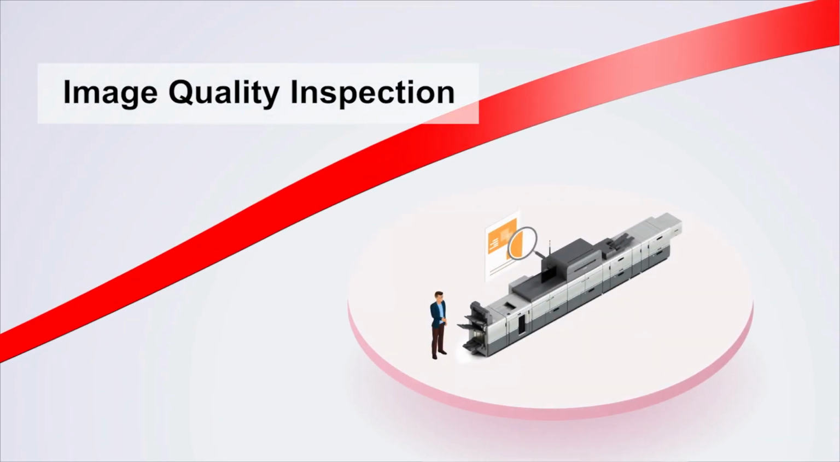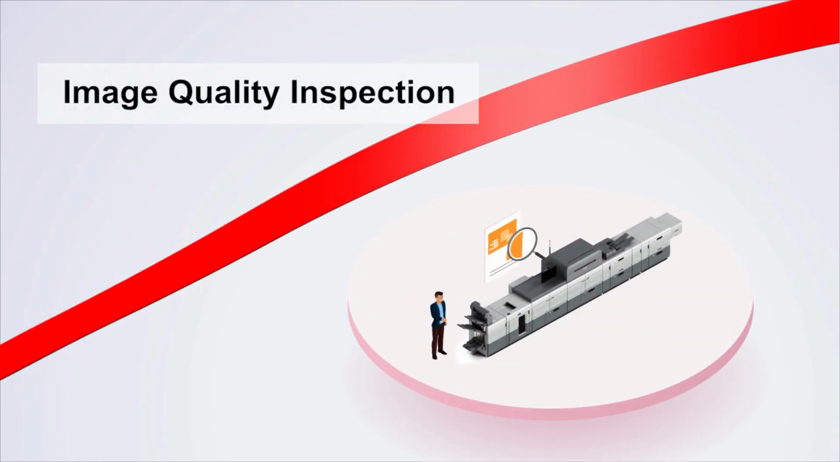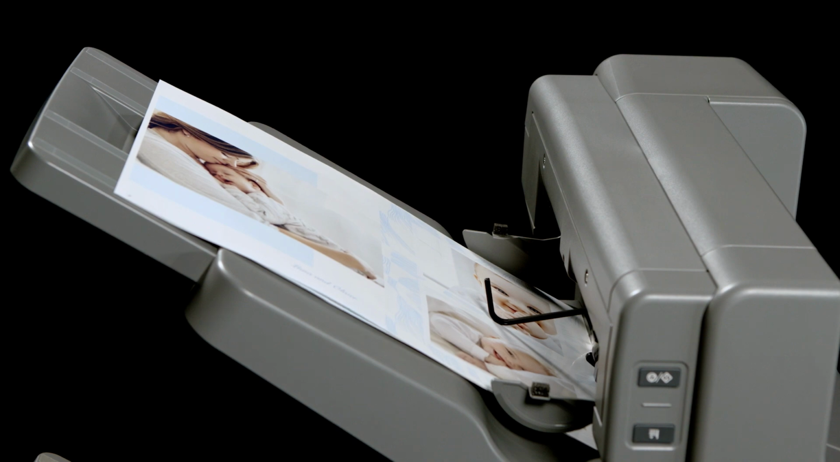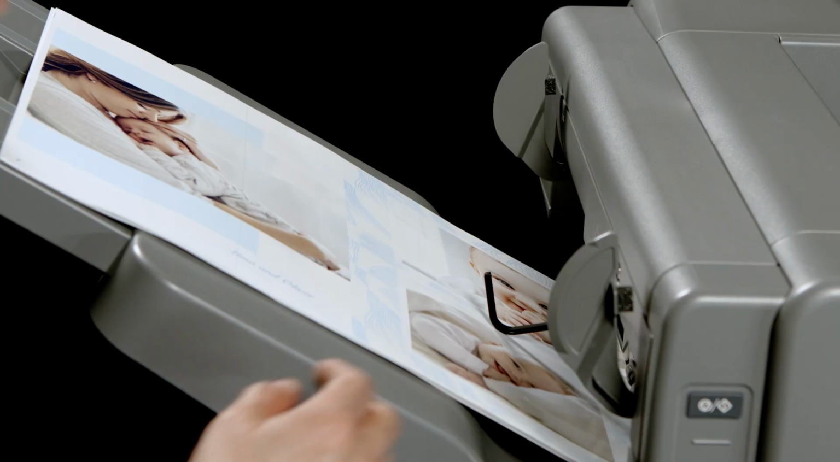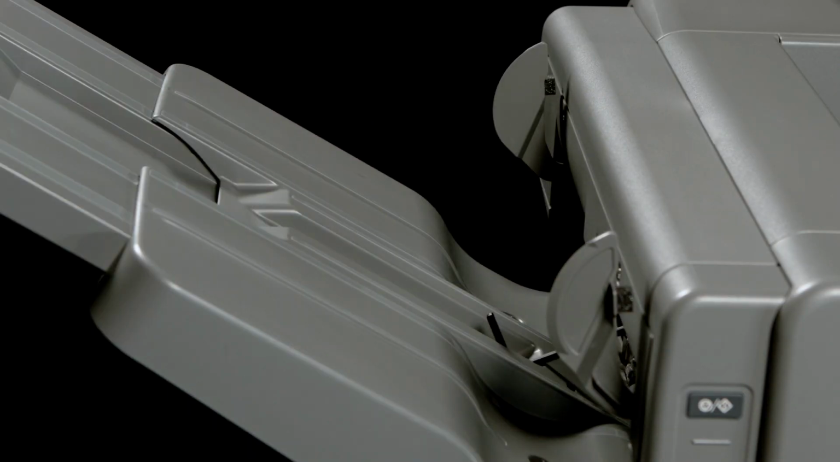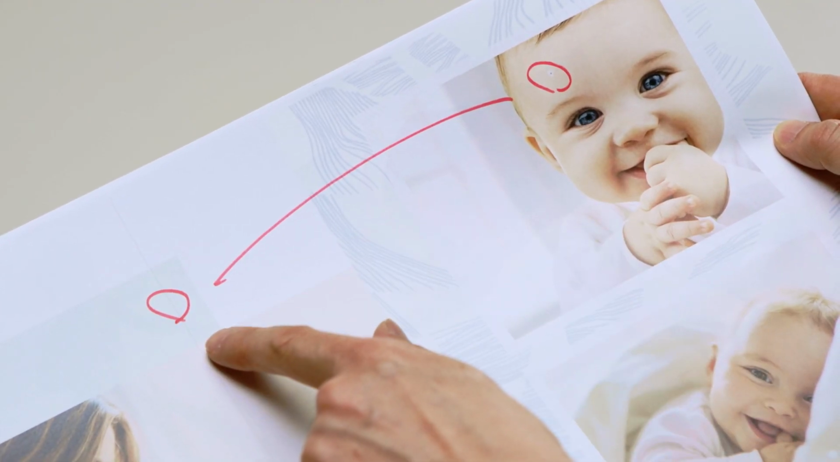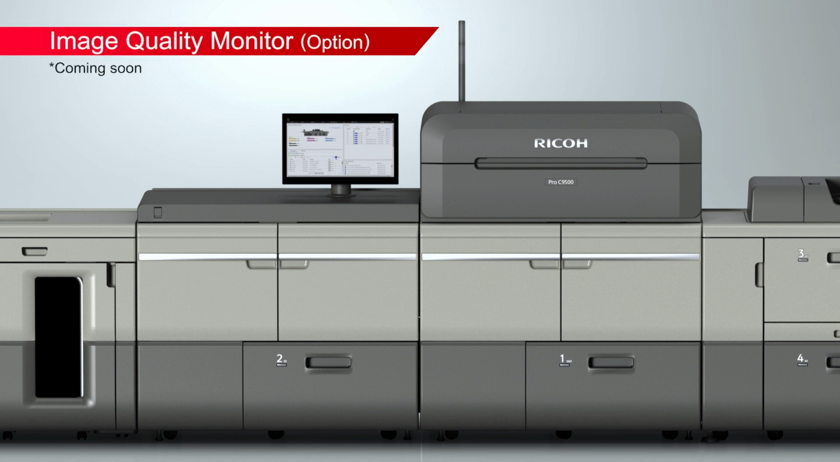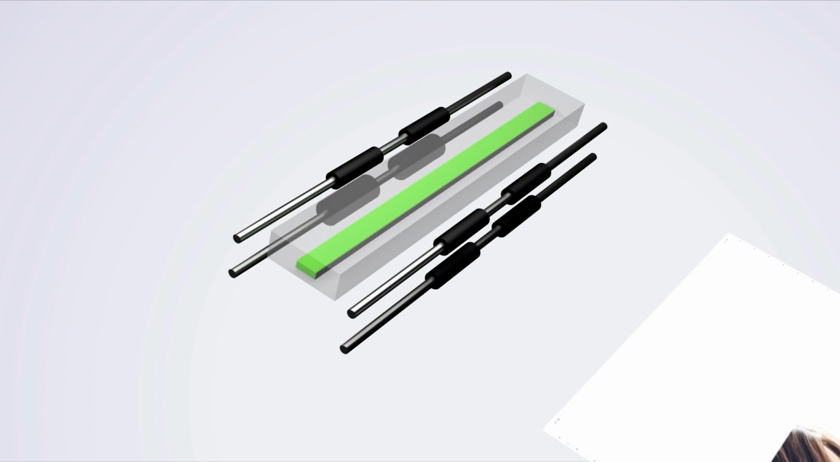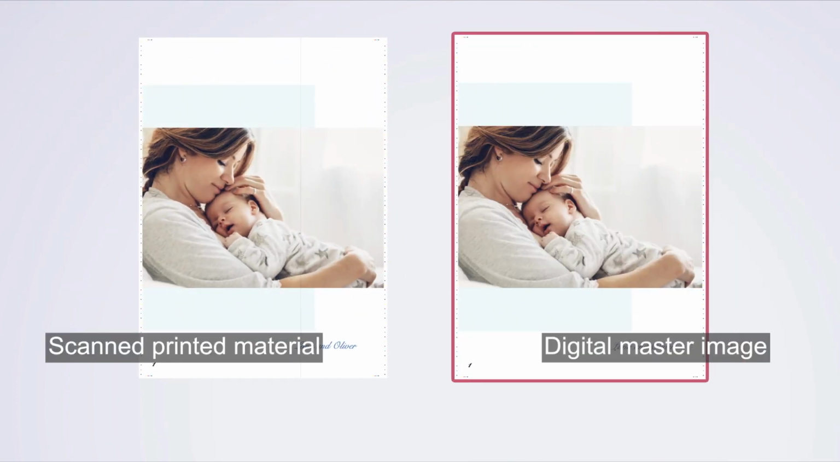Use Case 1: Image Quality Inspection. Printed materials can suffer from quality issues such as dots, spots and streaks. Inspection of printing material takes time and effort. Image Quality Monitor automatically generates a digital master image. It uses an internal inline sensor to scan printing materials and compare them against the master data.